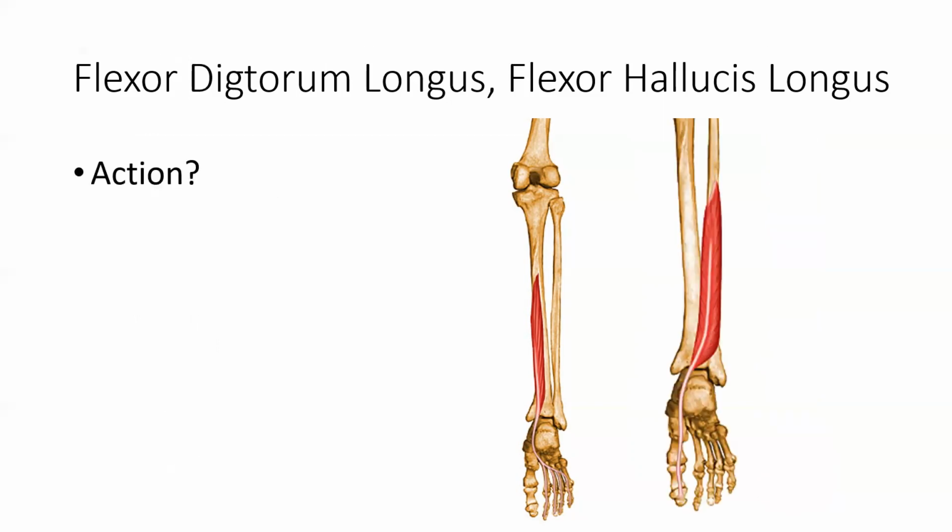So what do we think our actions are here for Flexor Digitorum longus and Flexor Hallucis longus? Thinking back to how we organize the hand, Flexor Hallucis longus is going to cause flexion of the first digit. It will also be a synergist for plantar flexion and a synergist for inversion at the tibiotalar and the subtalar joints, respectively. The Flexor Digitorum longus will have the same synergistic movements for the tibiotalar and the subtalar joints, but it will cause flexion at digits 2 through 5.